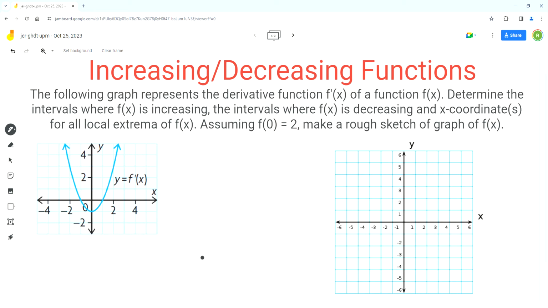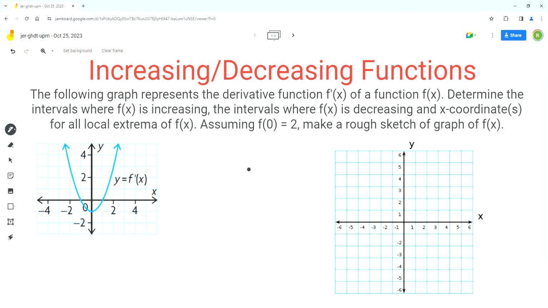So in this video, we'll use the given graph of f prime of x to find the graph of f of x. As per the problem, the following graph represents the derivative function f prime of x of a function f of x. Determine the intervals where f of x is increasing, the intervals where f of x is decreasing, and the x coordinates for all local extrema of f of x. Assuming f of 0 equals 2, make a rough sketch of the graph of f of x.